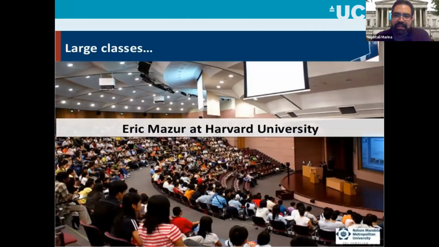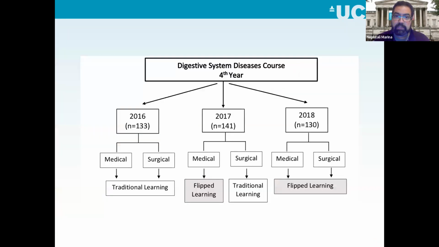And this is the method I was telling you about. It was created by Eric Mazur at Harvard a few years ago. As you can see, it's a method with which you can do a really large-scale flipped learning approach in auditoriums of 300 students or whatever. So the number is not a limitation, and if anything, it makes it even more vivid. So how does it work? I'll tell you exactly what we did.